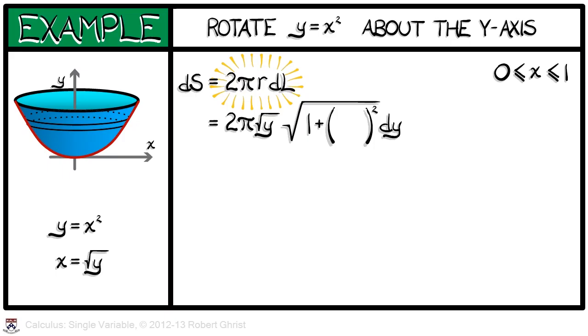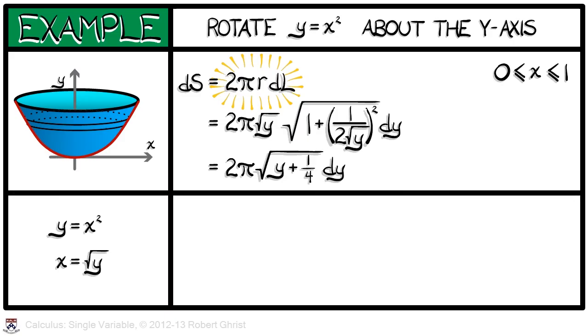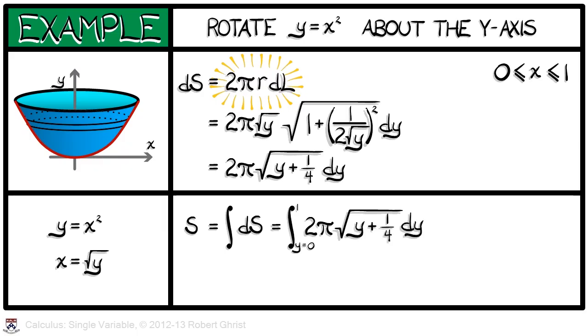And in this case, what is dl? Well, it's 1 plus the derivative squared. Now, that derivative is what we need to differentiate square root of y. That gives us 1 over 2 root y. Simplifying, we get a surface area element that is 2 pi times square root of y plus 1/4 dy. And now, to obtain the surface area, we integrate this surface area element as y goes from 0 to 1.